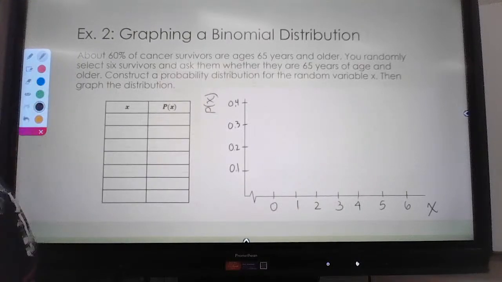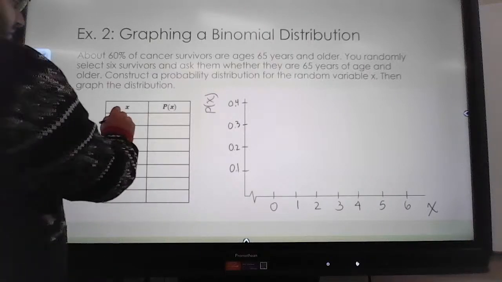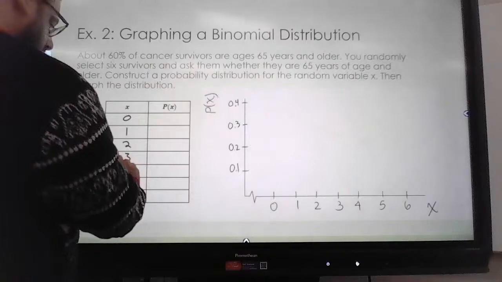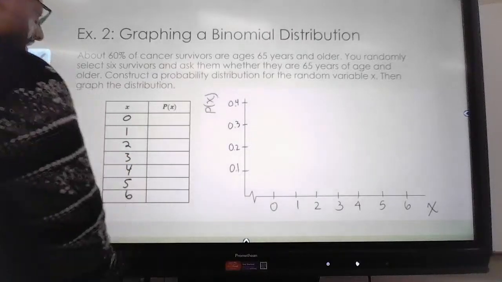So let's try this example. About 60% of cancer survivors are ages 65 years and older. You randomly select 6 survivors and ask them whether they are 65 years of age and older. So here, either they are 65 and older or they're not. So that is, again, another binomial experiment. So I have 6 survivors, which means I'm going to have 7 specific values of x: 0, 1, 2, 3, 4, 5, 6.